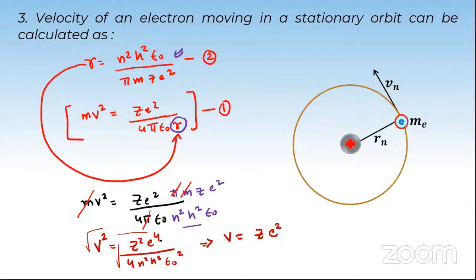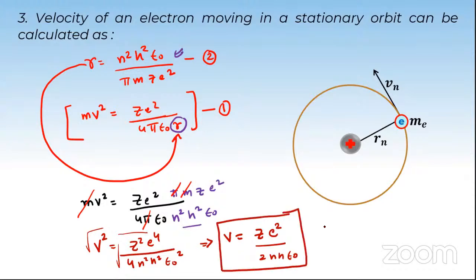Z square root becomes z. This becomes 2 n h epsilon naught. So this is the final formula for velocity, right? Okay, so this is what you get, the velocity formula. Okay, and if you notice, radius was directly proportional to n square, but velocity is proportional to 1 by n. Therefore, you can easily understand that if n increases, if you go farther away, velocity decreases.